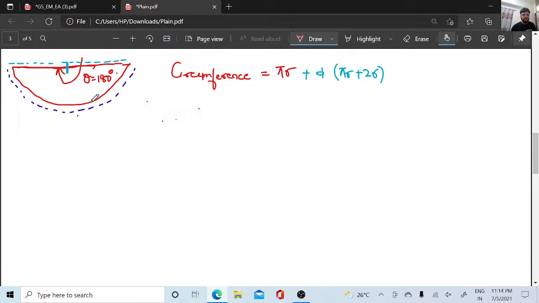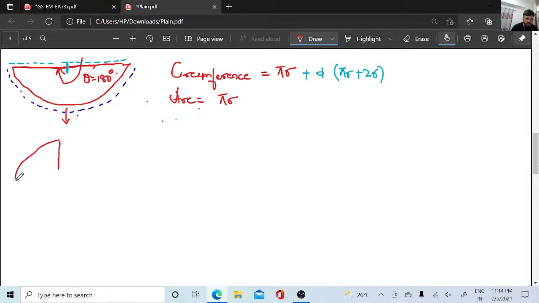So what is going to be the arc of this circle now? This is 180 degrees. Yes or no? This blue line itself is the arc of the circle, right? So an arc of a semicircle is going to be pi r.